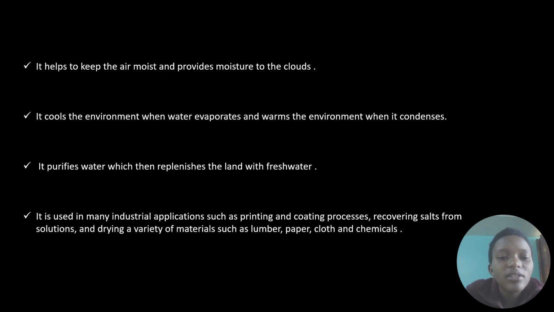Another important point, it is used in many industrial applications such as printing and coating processes, recovering salt from solution, and drying a variety of materials such as rubber, paper, cloth, and chemicals.